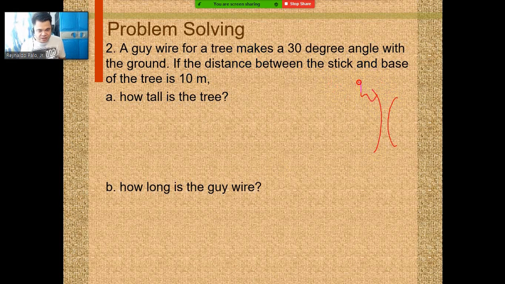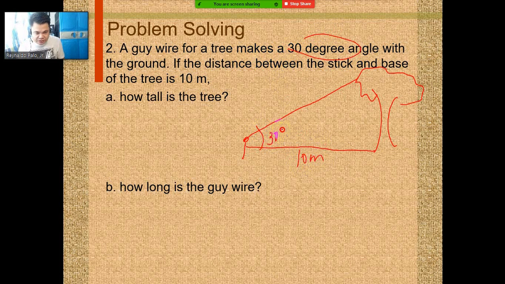So let's say this is the tree, and then from the tree there is a wire on the ground. Okay, and then from the ground or from the stick, there's a distance from the tree which is 10 meters. And then according to the problem, a guy wire for a tree makes a 30-degree angle. So it means we have a 30-degree angle here. So remember, opposite the 30-degree angle is the height of the tree, which is the short leg. That's the one that we're going to solve first. And then 10 meters here is the long leg.